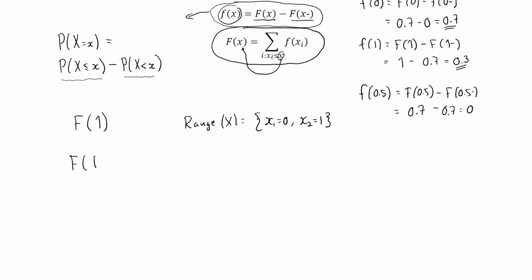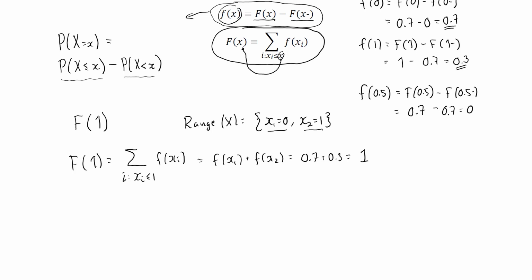According to this formula, F of 1 should be the sum over all possible outcomes i, where x_i is less than or equal to 1, of f of x_i. If you look at the range, you see that both outcomes satisfy this condition. Both of them are less than or equal to 1, so we need to make the sum over both outcomes. So it's f of x1 plus f of x2, which is 0.7 plus 0.3, which is 1, which we know as the correct answer.